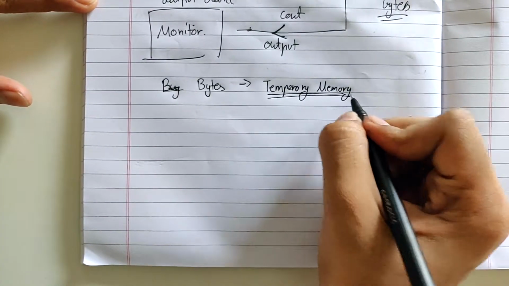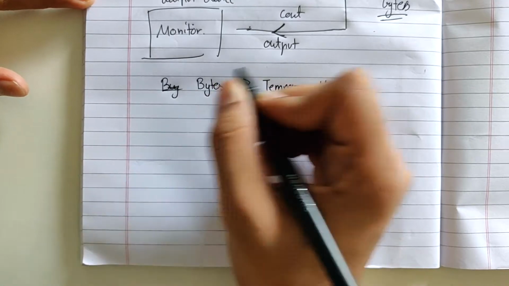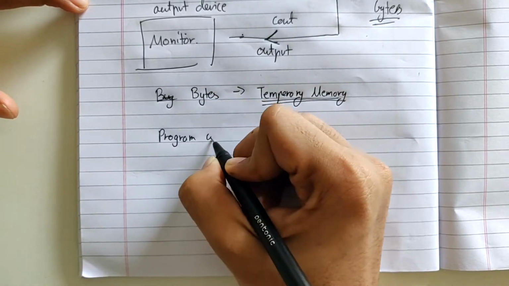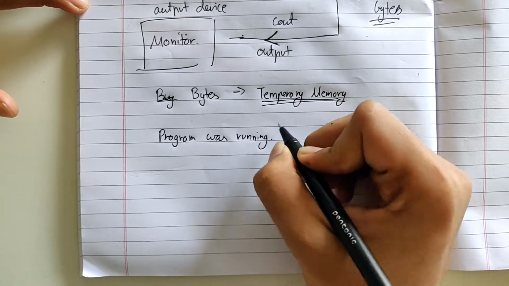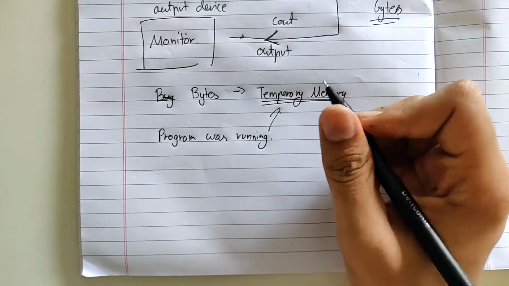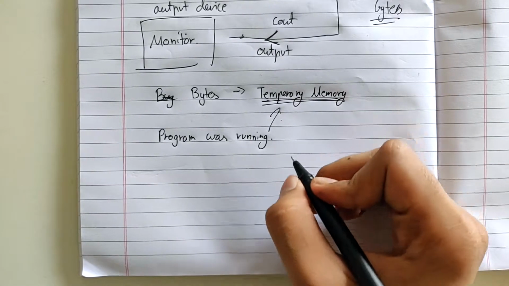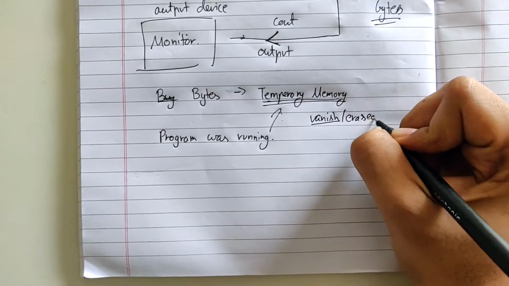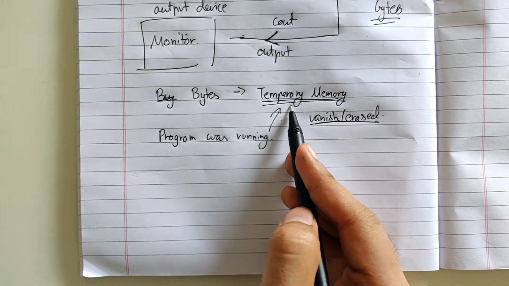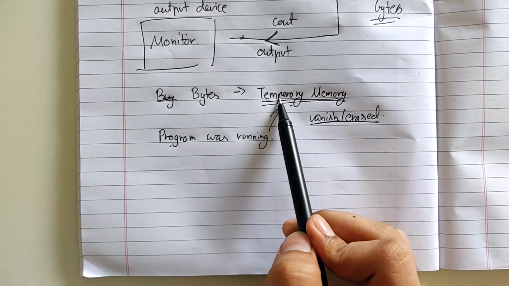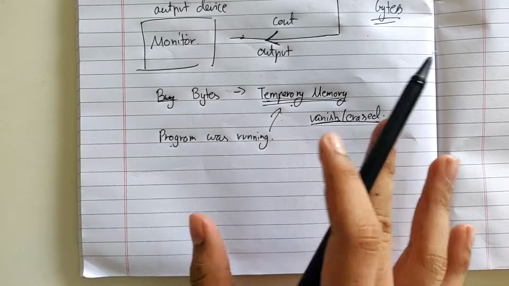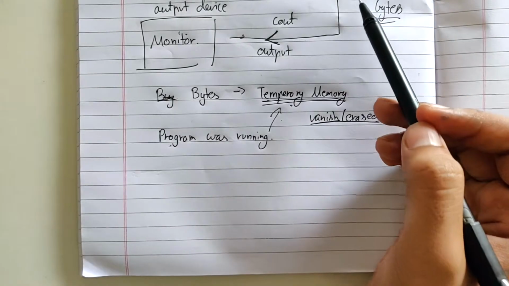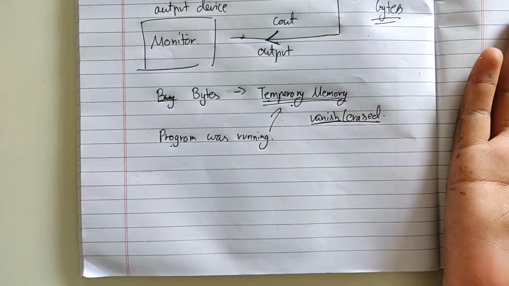What I mean by temporary memory is that as long as the program was running, the temporary memory was in existence. And as soon as the program stopped running, the temporary memory will vanish, or it will get erased. The name suggests itself, temporary memory. So as long as the program runs, the temporary memory exists, and as soon as the execution is done, the temporary memory vanishes or gets erased. So that's not ideal if you want to save the output of the program.